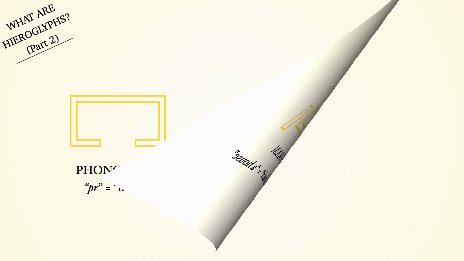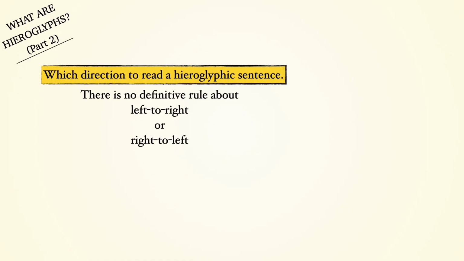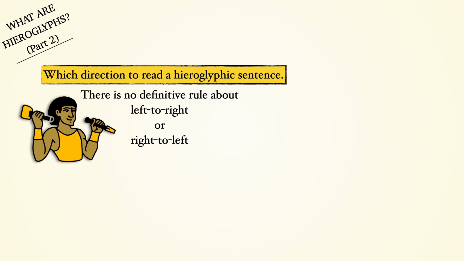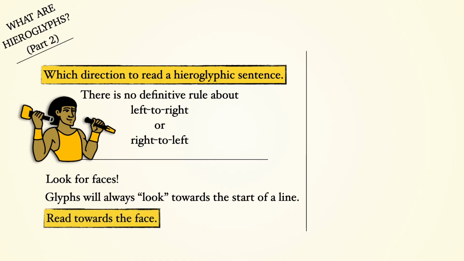But to read a hieroglyphic word or phrase in its proper order, one must decide which way round it is facing. There is no set rule about reading left to right, or right to left. Hieroglyphs are as decorative as they are informative, and so the scribes and masons would put down what looked best. But the word facing is the key. We must look for faces, human or animal, and remember that glyphs will always look towards the start of a line. In other words, you should read towards the face.